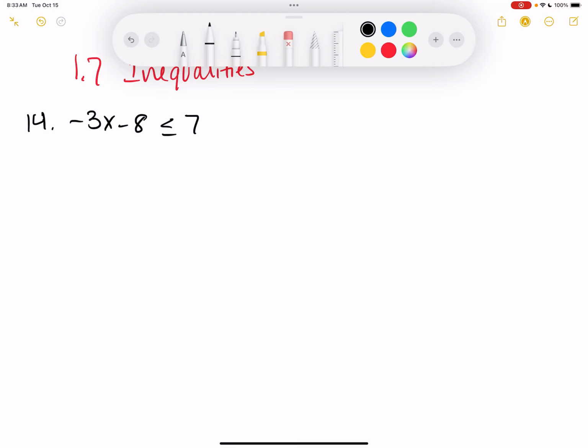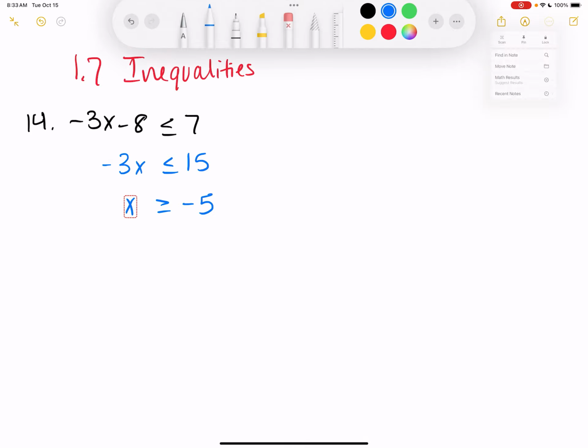Just like if this was an equality, I go about solving it the same way. The only difference is if I multiply or divide by a negative. So I add 8 first, so I get negative 3x is less than or equal to 15. Then when I divide by that negative 3 on both sides, the inequality has to flip direction. So x is greater than or equal to negative 5.